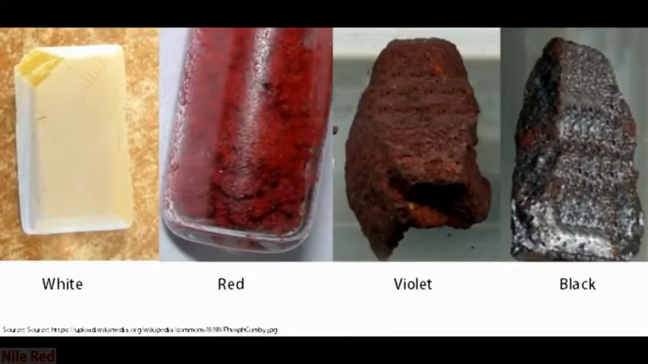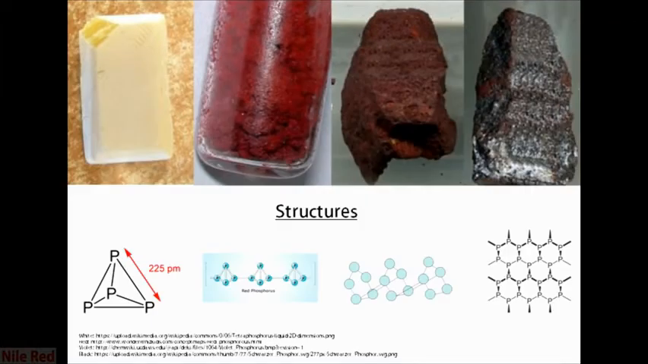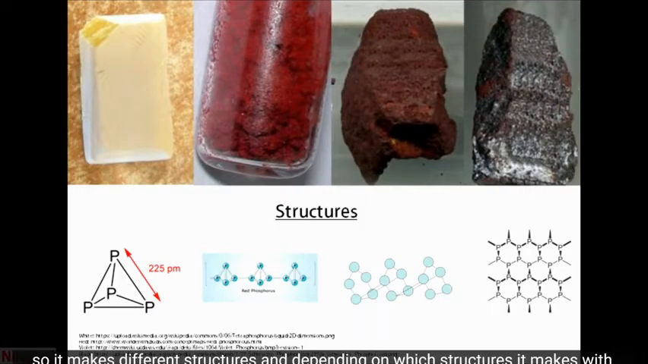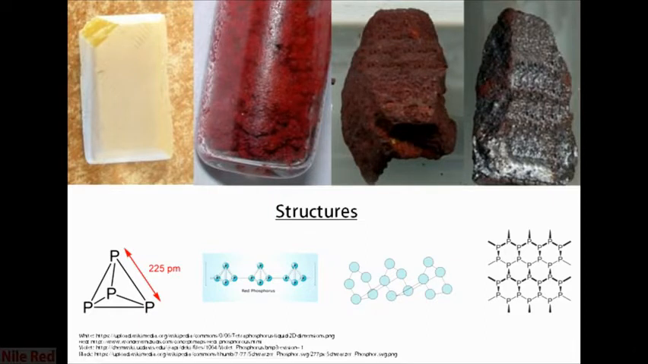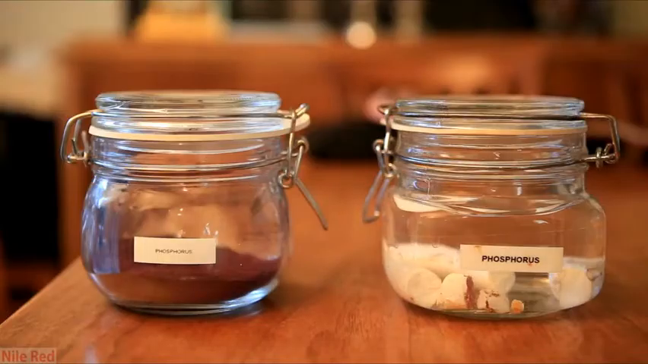Phosphorus can exist in several different forms, which are known as allotropes. Unlike other elements, phosphorus doesn't like to exist as free atoms, so it makes different structures, and depending on which structure it makes with itself, you get the different types of phosphorus. The photos I have for the structures of phosphorus aren't the greatest, but I hope from them you can see that there is a difference. The common forms are white and red, and violet and black phosphorus are much rarer.